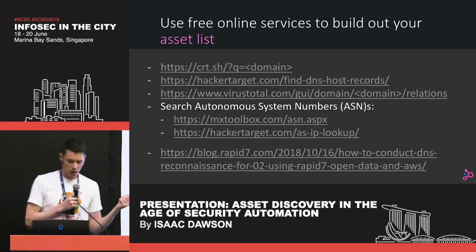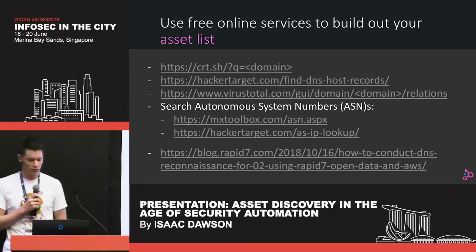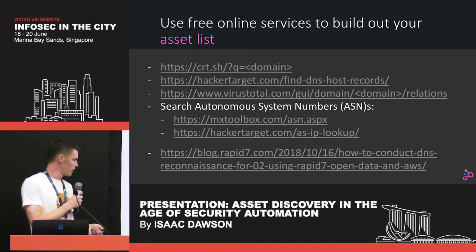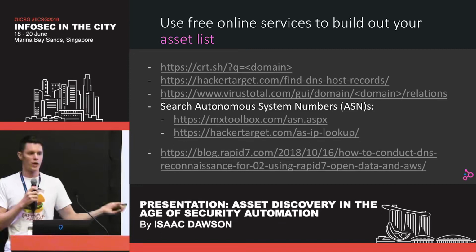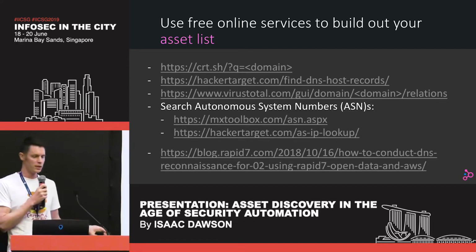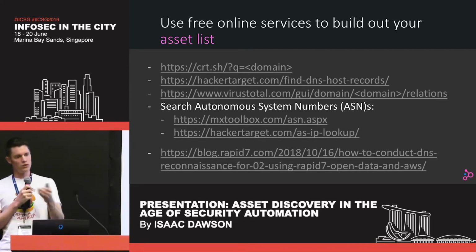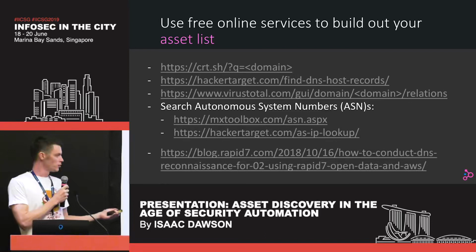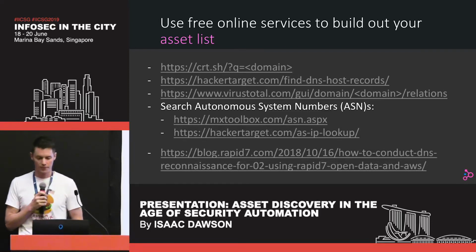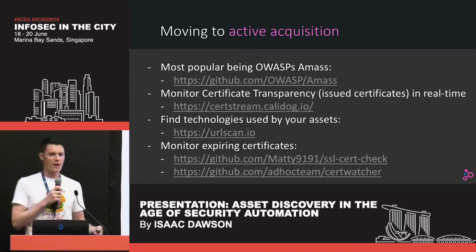The last one, blog.rapid7.com, is a really great project by the Rapid7 team called Open Sonar, where they do internet-wide scans and internet-wide DNS queries. You can use that information in AWS Athena, which allows you to search for domains that are specific to your organization. So that was kind of the passive acquisition.